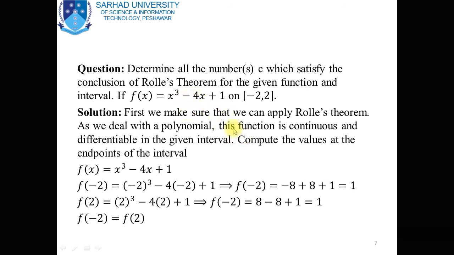Now compute the value at the endpoints of the interval by using the hypothesis of Rolle's theorem. At the endpoint, f(-2) = (-2)^3 - 4(-2) + 1, which is equal to 1, like you see over here. Now another endpoint, which is 2. So the function value at the endpoint 2 is equal to 2^3 - 4(2) + 1, which is equal to 1. So the value of the function at the endpoints, f(-2), is equal to f(2). So this hypothesis of Rolle's theorem is also satisfied.